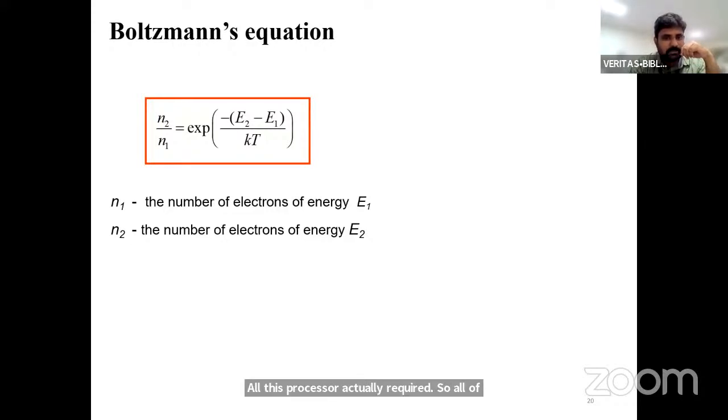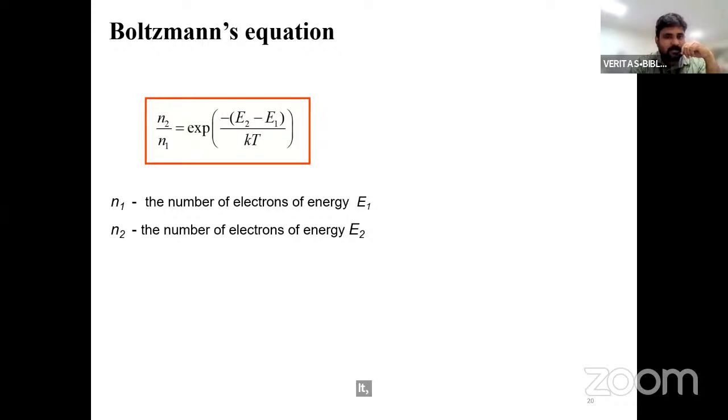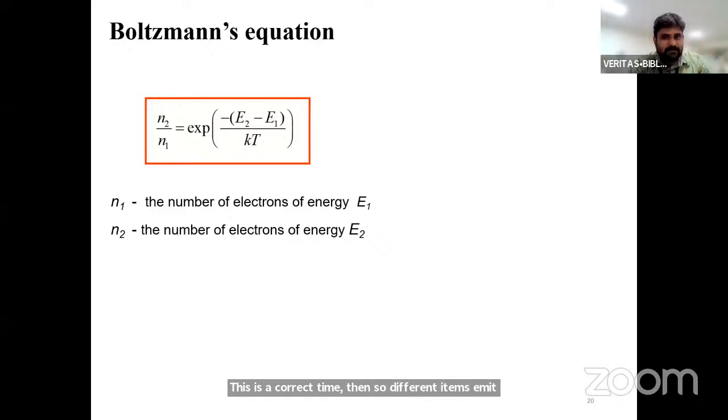12 people answered it. In conventional light sources, there is no coherence, which means the photons go in different directions. This is the correct answer. Different atoms emit photons in different directions, whereas in laser, they have coherence.